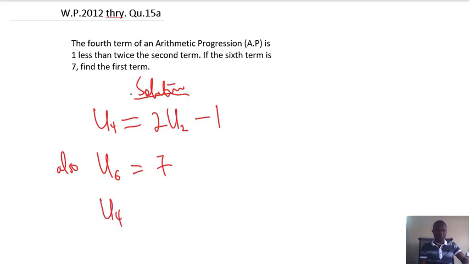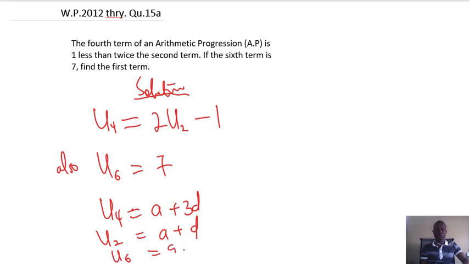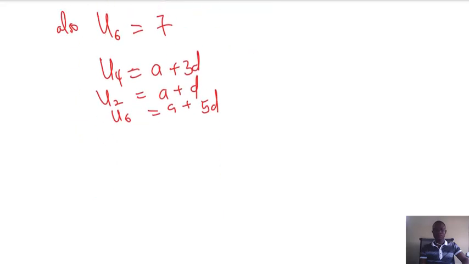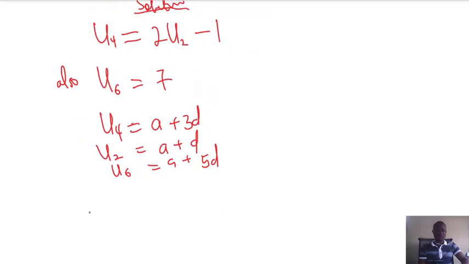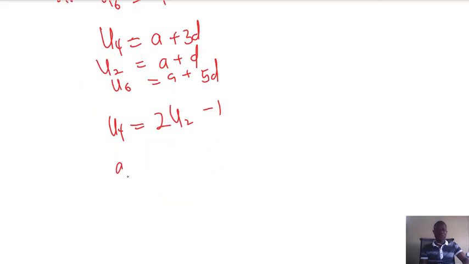Okay, let's write the first one. U4 will be equal to A plus 3D, and U2 will be equal to A plus D. U6 will be equal to A plus 5D. So let's do the substitution for the first one, whereby we have U4 equal to twice U2 minus 1. So we have A plus 3D equal to twice A plus D, then minus 1.